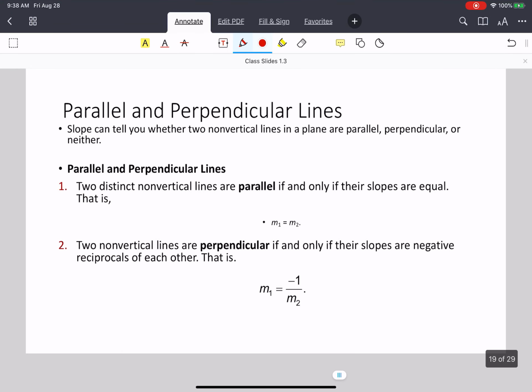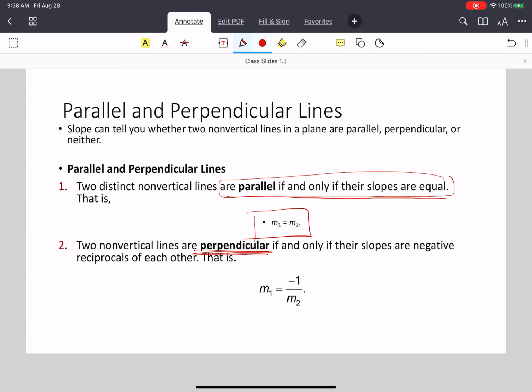Next, the next thing we're going to talk about is parallel and perpendicular lines. So we know that 2 distinct non-vertical lines are parallel if and only if their slopes are equal. In other words, if 2 lines have the same slopes, m1 equals m2, they're always parallel. 2 non-vertical lines are perpendicular if and only if their slopes are negative reciprocals of each other. In other words, if m1 equals negative 1 over m2, then we can say that the lines are perpendicular.